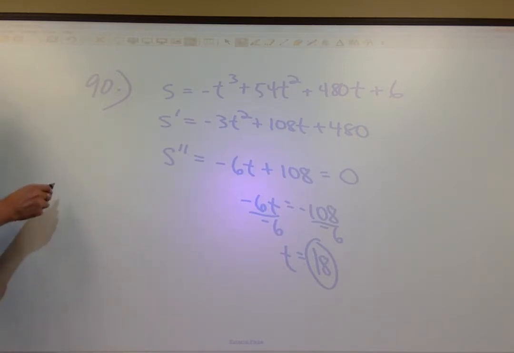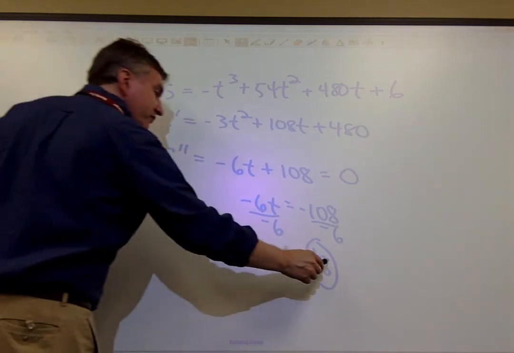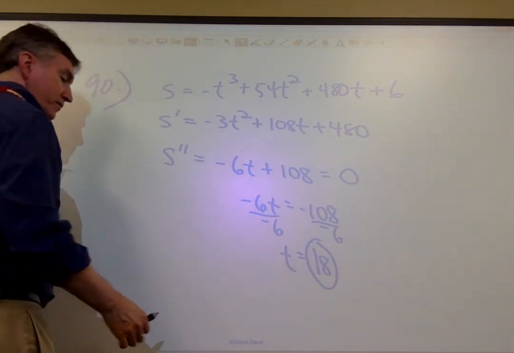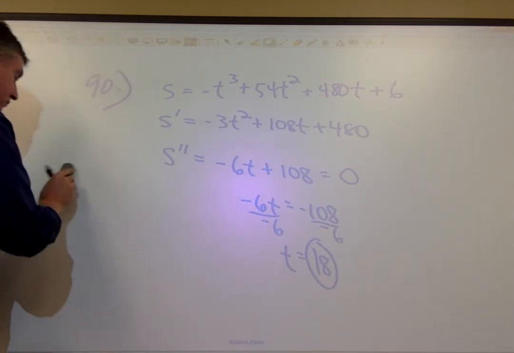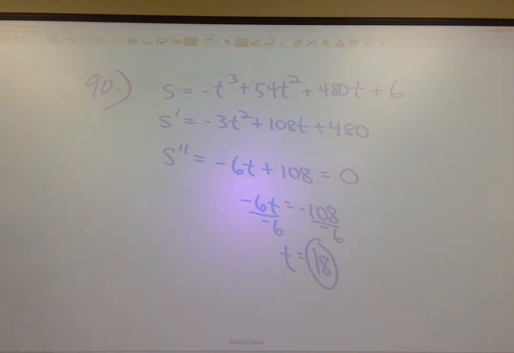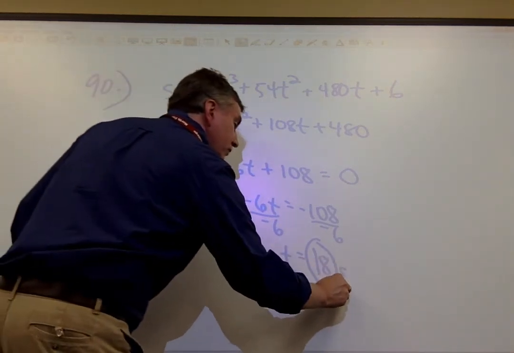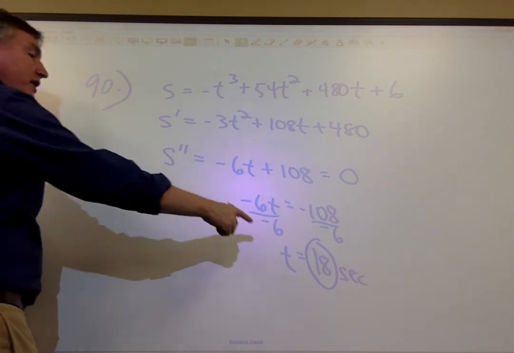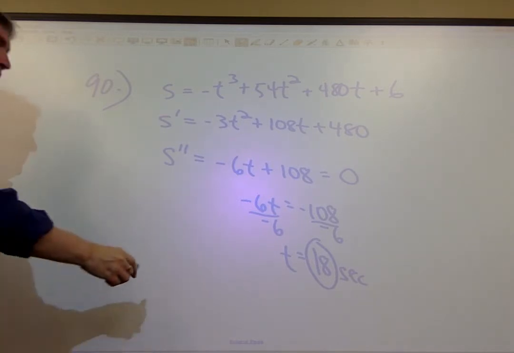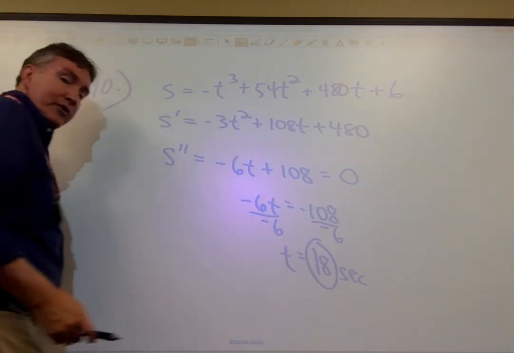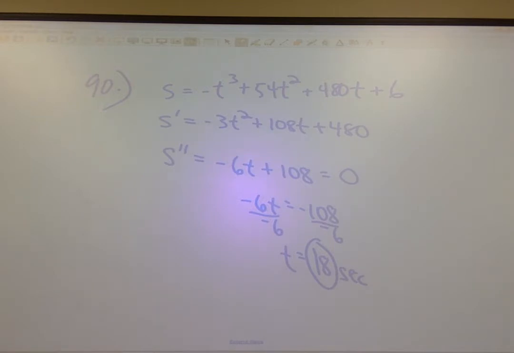Let's think about this a second. So the inflection point is when t is 18. They said, what is the velocity when... We could plug 18 back into the original to find out what the altitude is, but they said, what's the velocity? Let me read that question again. It says, what's the maximum velocity attained by the rocket?